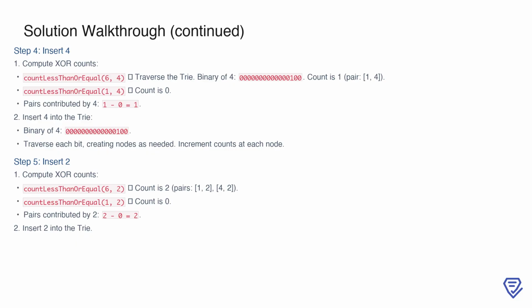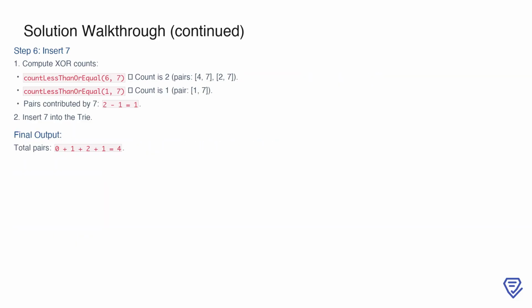These pairs are 1, 2, and 4, 2. The count for XOR results less than or equal to 1 is 0, so 2 contributes a total of 2 pairs. Finally, we insert 2 into the tree, following the same process of traversing its binary representation, creating nodes, and updating counts. The last number in this example is 7.